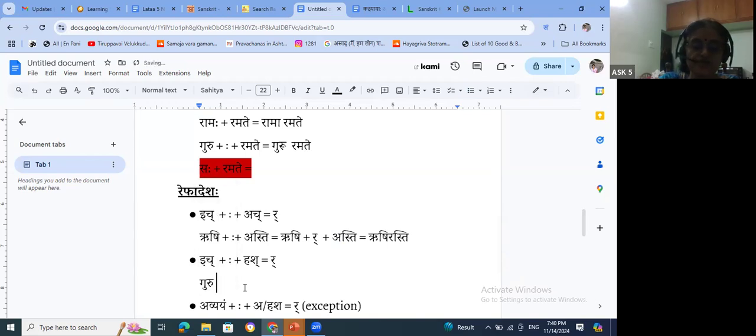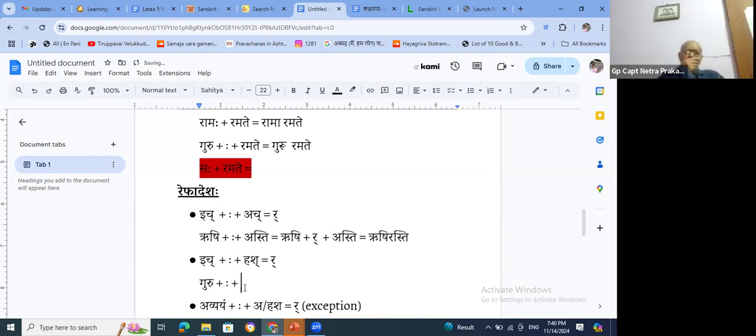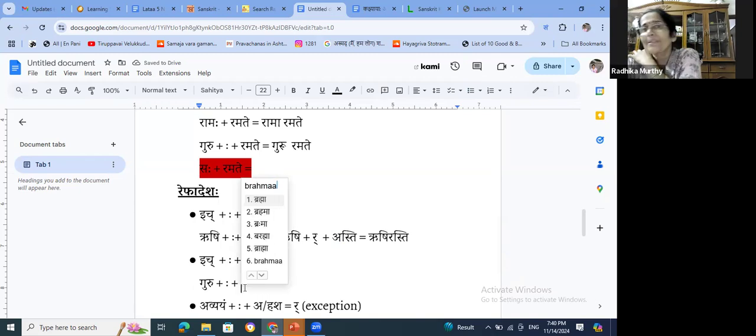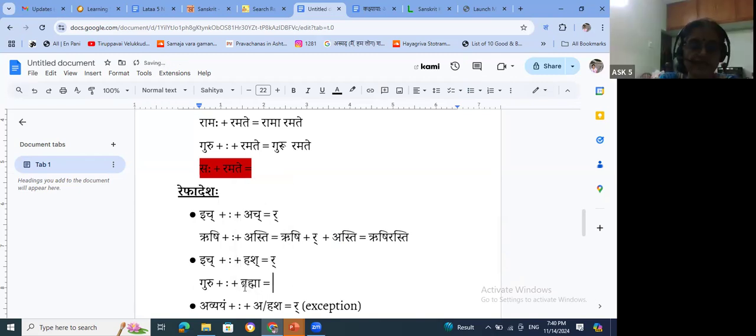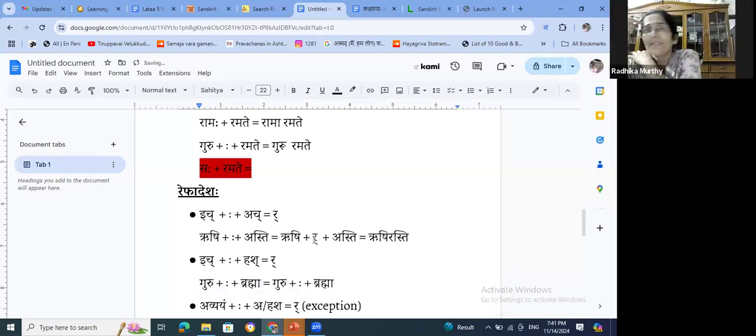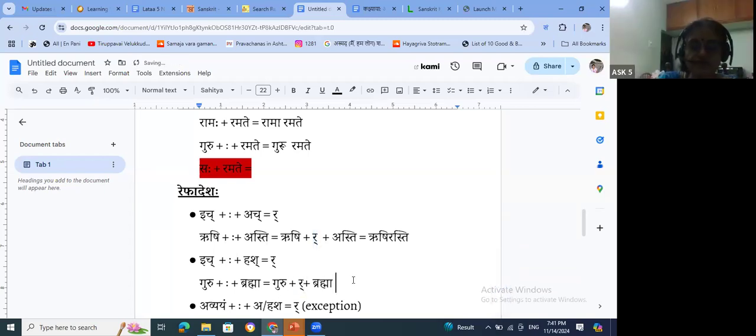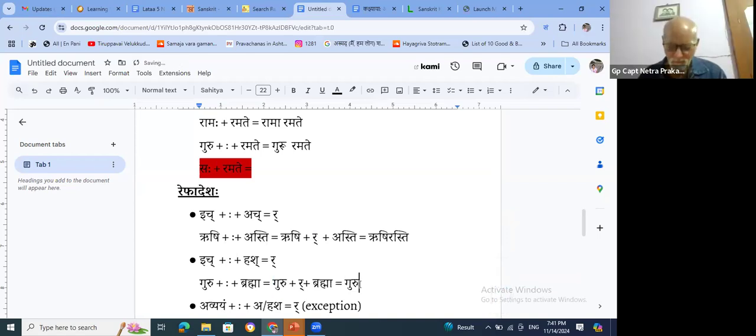So Guru plus Visarga plus Brahma. What will happen? Gurur Brahma. In place of Visarga, Ru appears and then it will go on top. Guru Brahma.